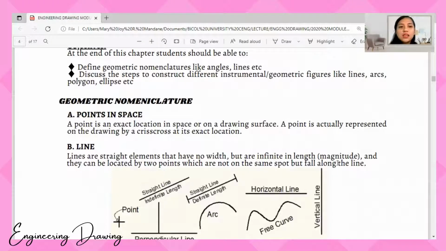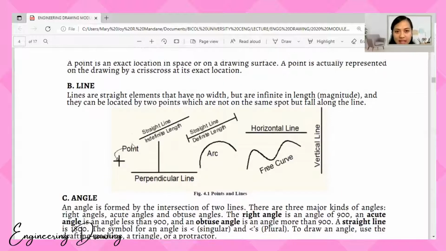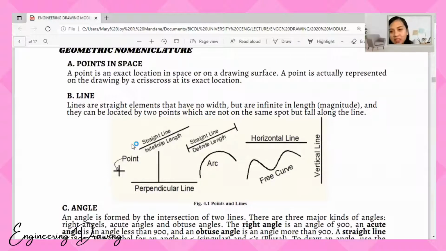First, there is the point. Points in space. A point is an exact location in space or on a drawing surface, and a point is actually represented on the drawing by a crisscross at its exact location. So you can see in this picture, so that's the point. And line. These are straight elements that have no width but are infinite in length, magnitude, and they can be located by 2 points which are not on the same spot but fall along the line. So this is our straight line, which is indefinite in length.